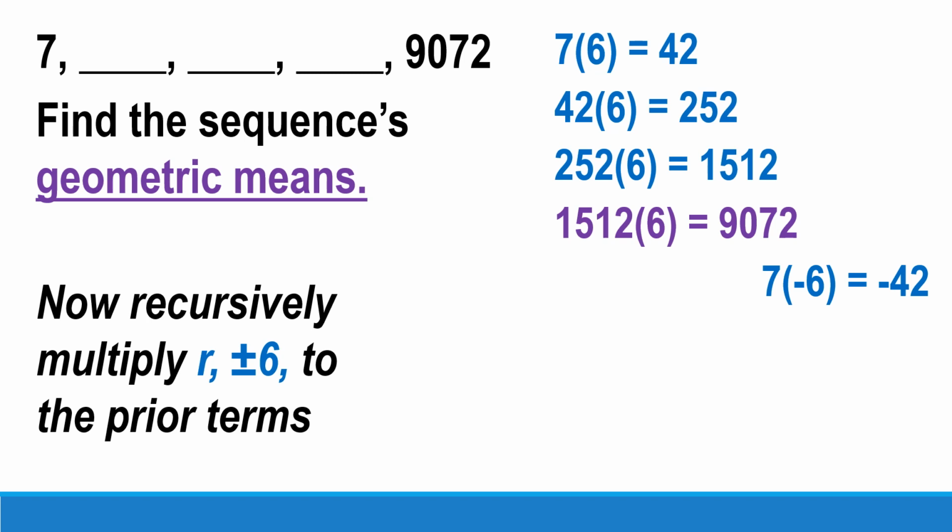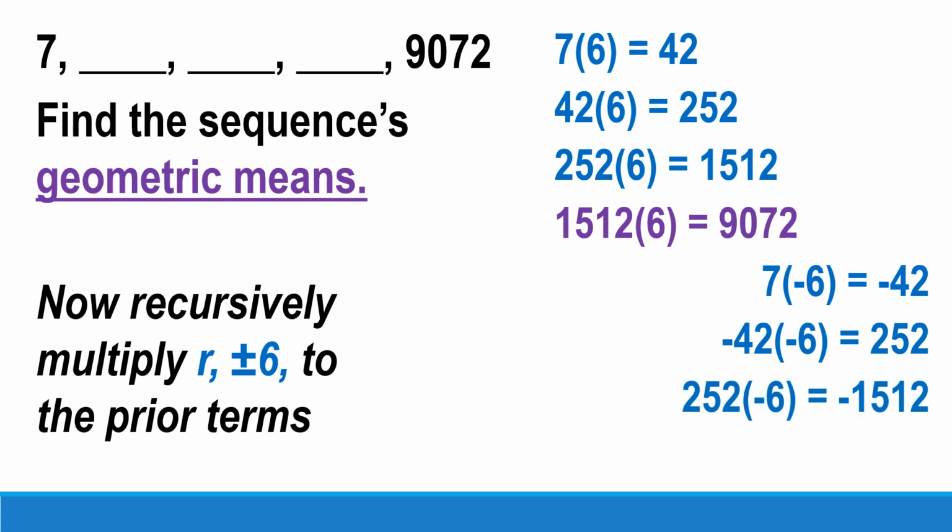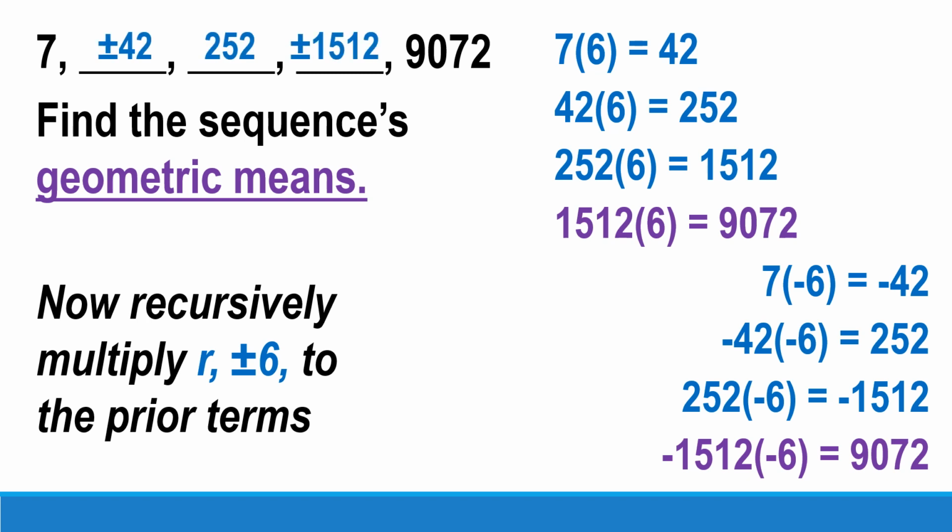But if we were to multiply by negative 6, the second term would now come up not positive, but a negative 42. Interestingly enough, the third term, negative 42 times negative 6, still goes back to a positive 252. It's the fourth term that could potentially be negative as well, negative 1512. But in the end, we still end up with 9072. So, when you write out its geometric means, you will have to take into account that certain terms may be both positive and negative values, in this case 42 and 1512, with 252 in the middle.